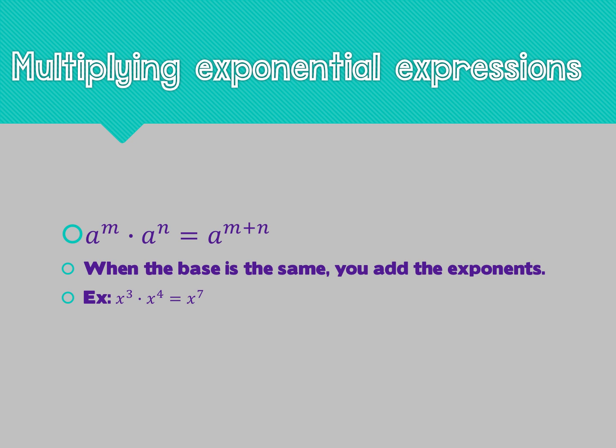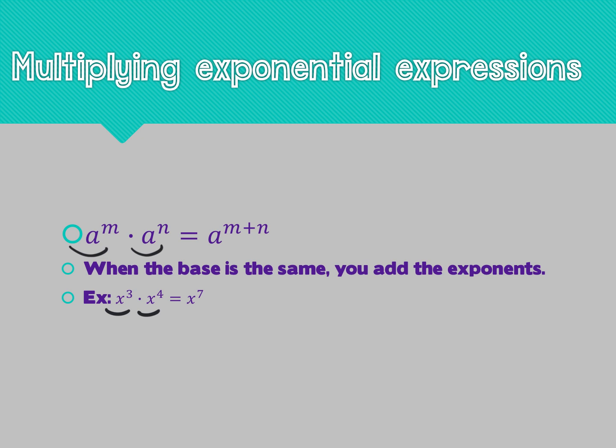Next, we're going to talk about multiplying exponential expressions. So when you have the same base, you're going to add the exponents. In this particular example, we have the same base. They both have a base of a. And then we're going to take those two exponents and add them. There's another example here where we both have a base of x. And then we take the two powers, 3 and 4, those exponents, and add them.